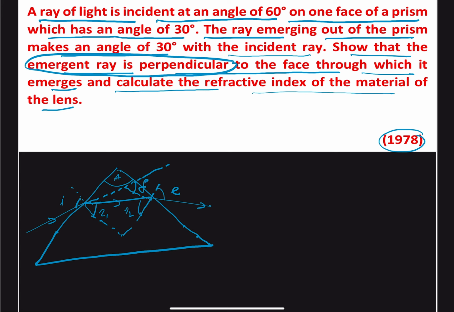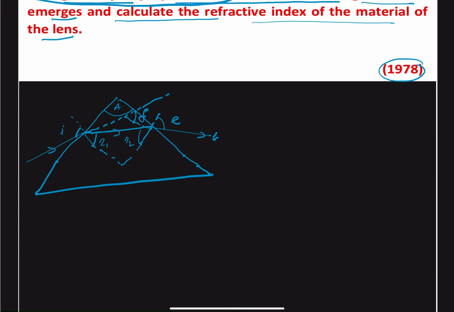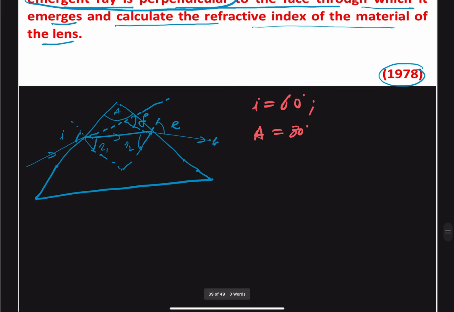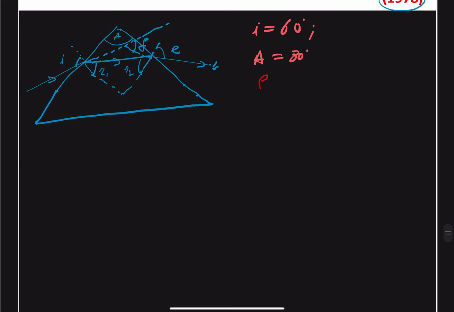And then we have to find out whether the emergent ray, this ray, is coming perpendicular to this face. This is our final question. In this particular description, we are given that the incident angle is 60 degrees, the angle of the prism, A, is 30 degrees, and the deviation is also 30 degrees.